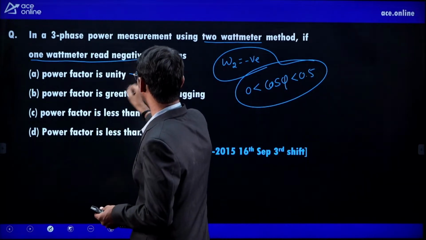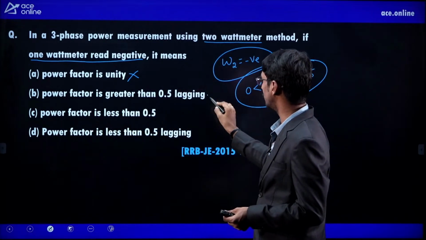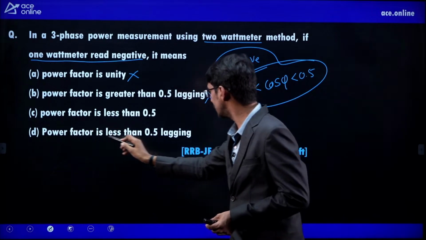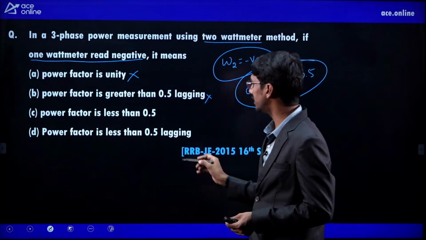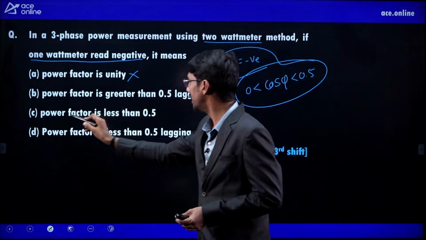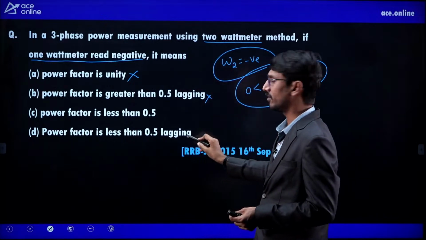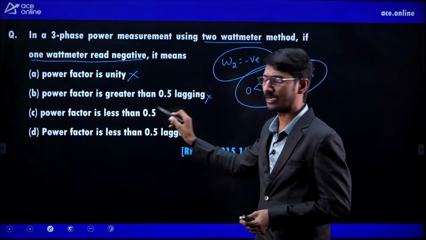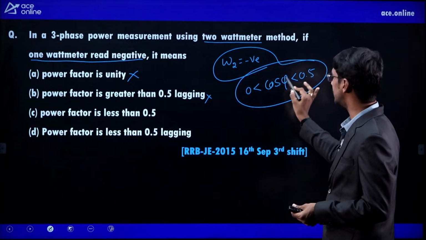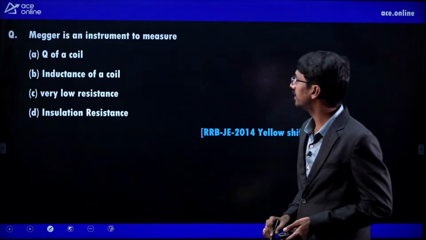So, what is that? Power factor is unity. Power factor is greater than 0.5, no. Power factor is less than 0.5. Power factor is less than 0.5 lagging. Anyway, lagging and leading are not given. Simply power factor is less than 0.5 we can take, no need to worry. Generally 0.5 you can take, no problem. Nothing but less than 0.5. Okay, right. Next one.